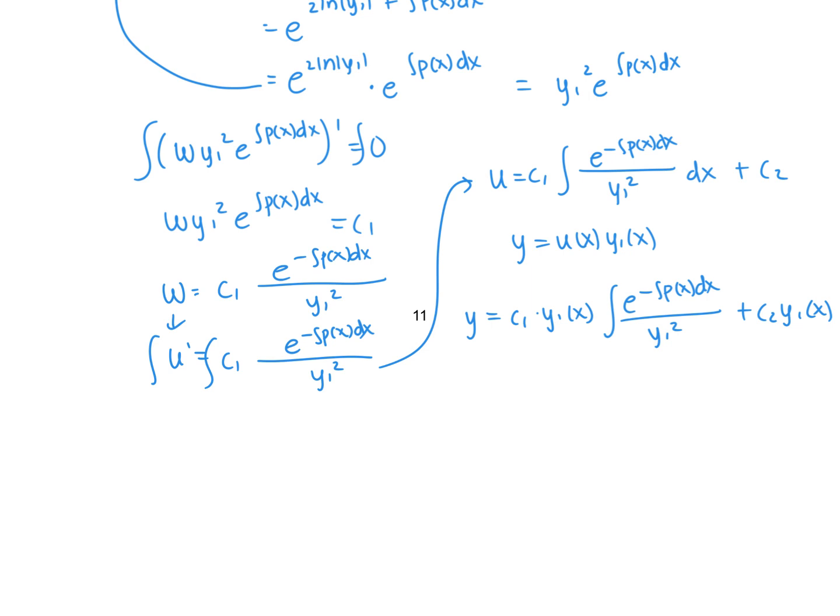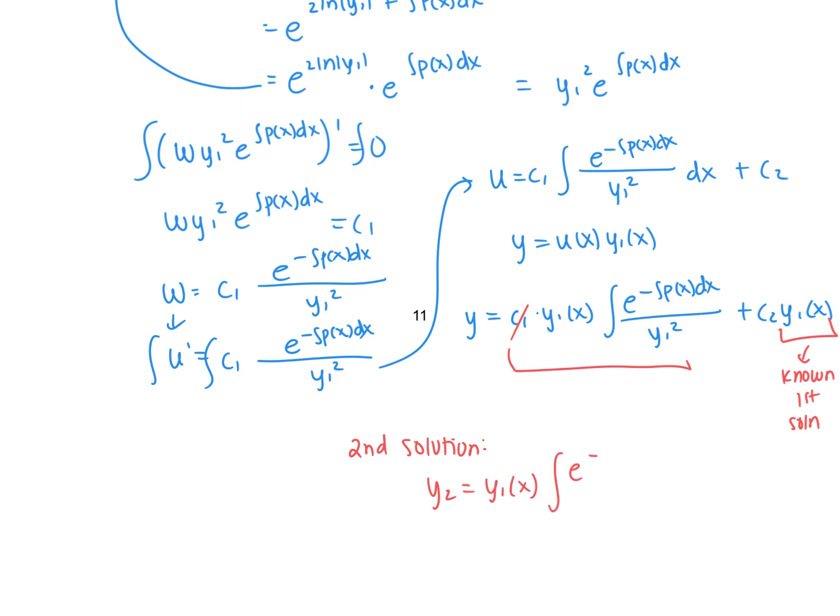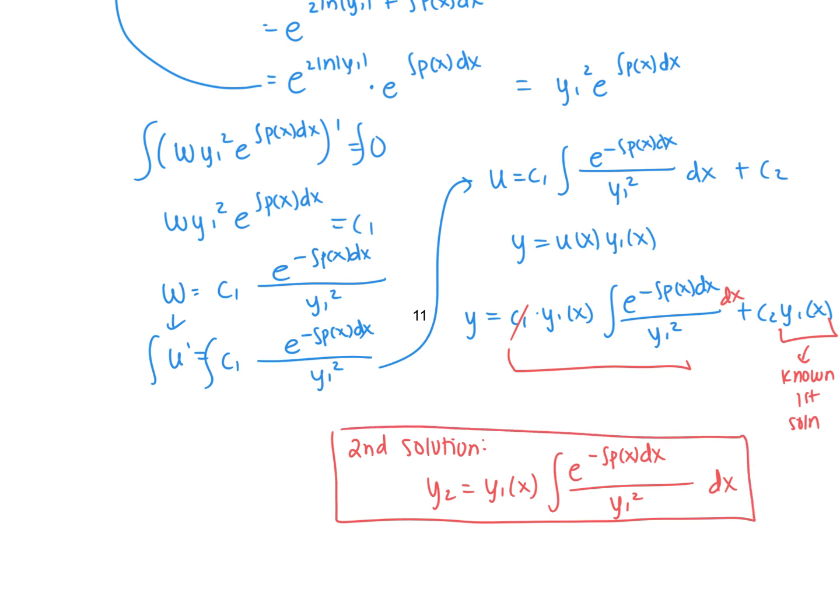Whew. Okay, and last thing we got to do is interpret this. This is our known first solution. So then if we look here, we don't care about that constant, which tells us that our second solution y2 is equal to y1 of x times the integral of e to the negative integral of p of x dx, all of that over y1 squared dx. Yeah, so I guess my expression was missing a dx there. So this is the general form of the second solution.